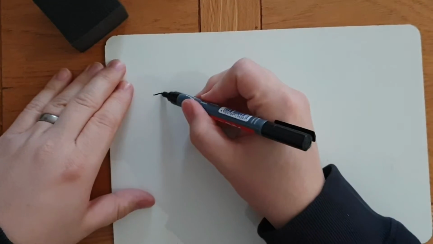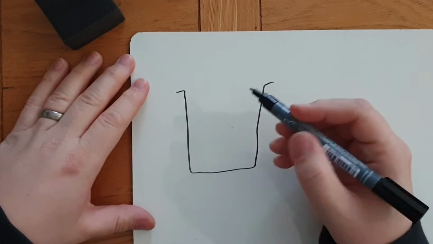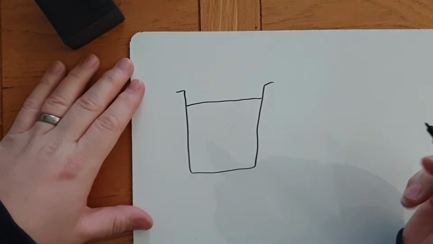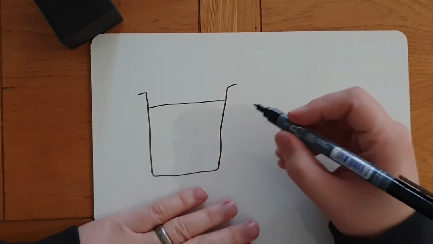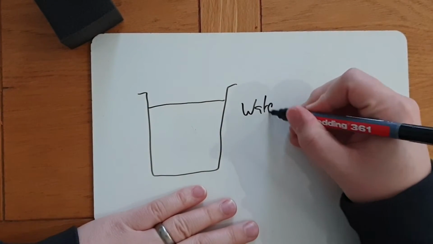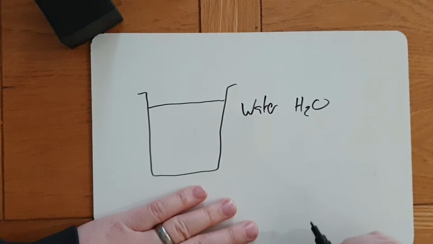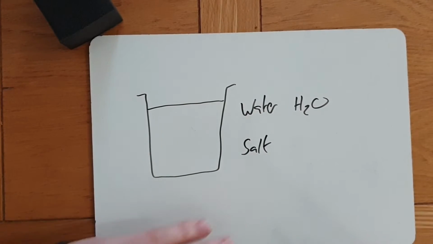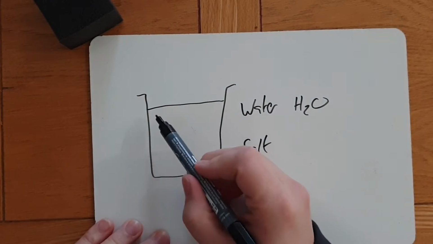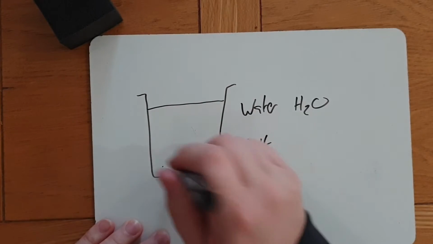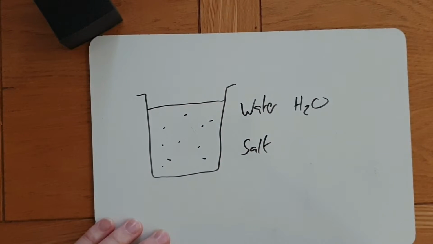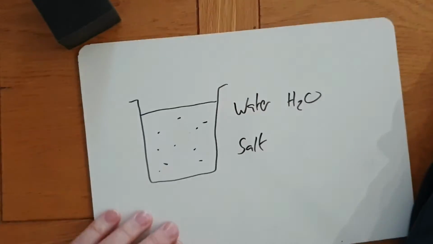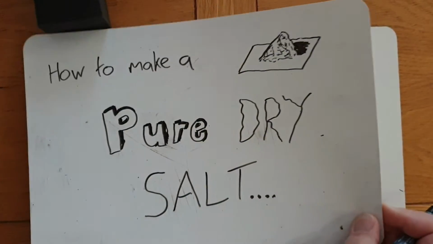So what we're gonna hopefully have, so we've done our experiment, and we are going to have, that's a beaker by the way, a beaker, and that beaker is going to have some water in it, H2O, and it's going to have some salt in it. So lots and lots of water molecules, and dissolved in it would be the salt. So not quite pure and not quite dry yet.